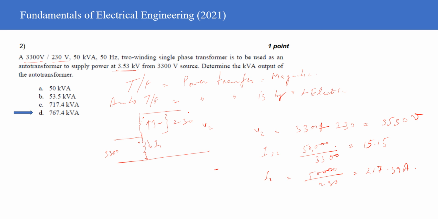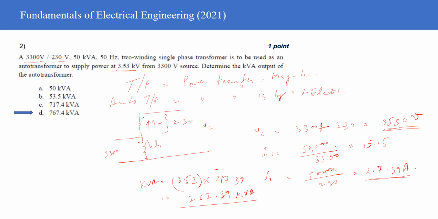Now what is the kVA output at the secondary? We know that the new voltage is this and the current is equal to this. Therefore the kVA is going to be 3.53 kilovolt into 217.39. Now you multiply it, and you will get 767.39 kVA.